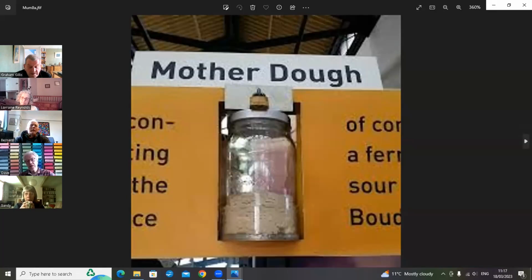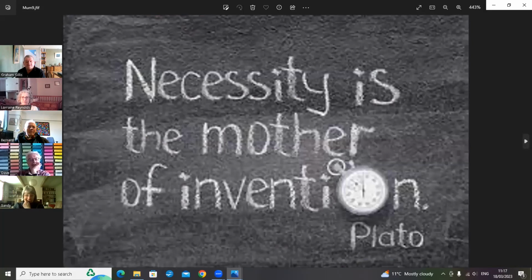When we were kids, you used to have one for ginger beer. Ginger beer starter. It's called the mother because you keep taking a bit out of it, and then you keep it, so it's like a mother having children. Anyway, it's been around for thousands of years. Apparently the Egyptians used to use it. And it's still live and well in Chorlton, I believe. So there you go. Plato: necessity is the mother of invention.